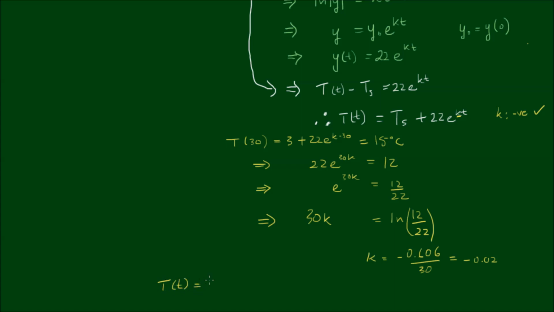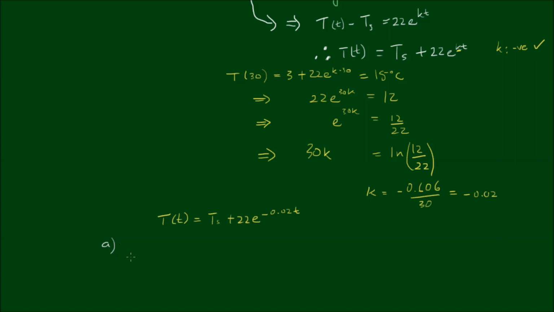So our full expression for the temperature at any given time is now T of t is equal to Ts plus 22 e to the negative 0.02 times t, where t is time in minutes. So question A asks what the temperature of the water will be at 1 hour, so when t equals 60 minutes. Okay, so working through that, we have 3 plus 22 times e to the negative 0.02 times 60. And this works out to be 3 plus 6.5, which equals 9.5. So it's about 9.5 degrees centigrade after 60 minutes.